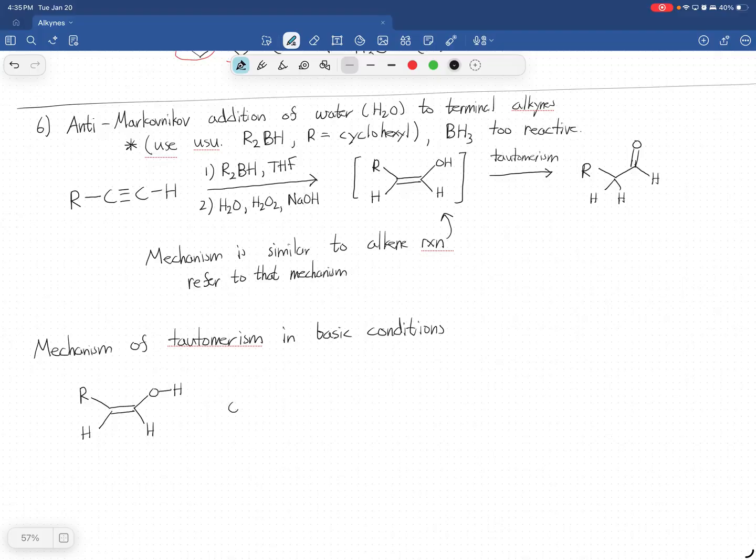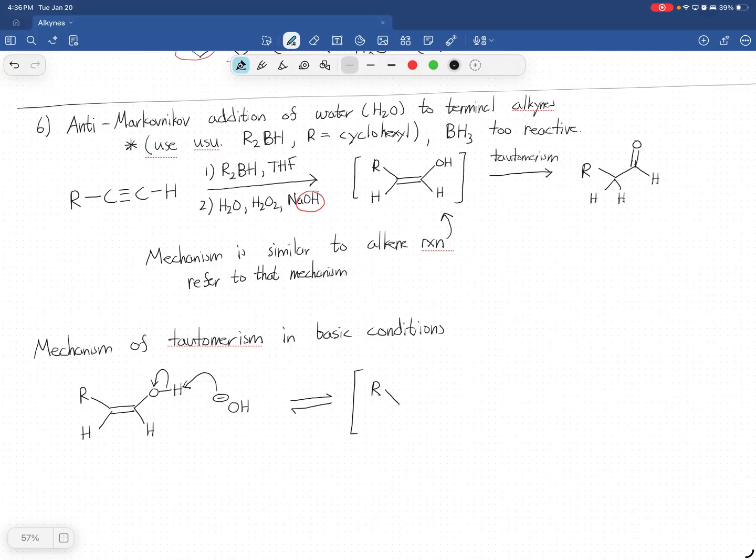So tautomerism can work in basic conditions. So what do we have? OH minus. Because look at this, we have OH minus right here. So how does tautomerism work in that situation? So this is going to be able to deprotonate another OH group. So we're going to write the product of that equilibrium here. So this equilibrium will favor that group there.